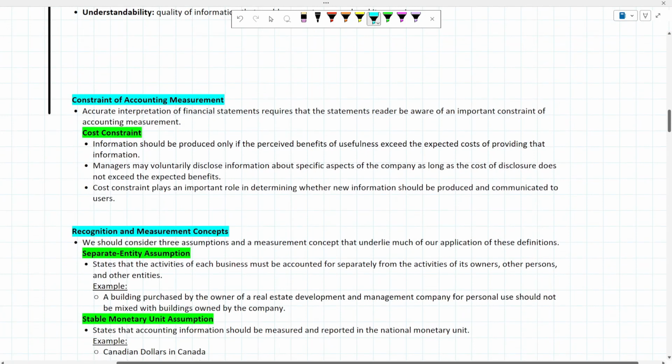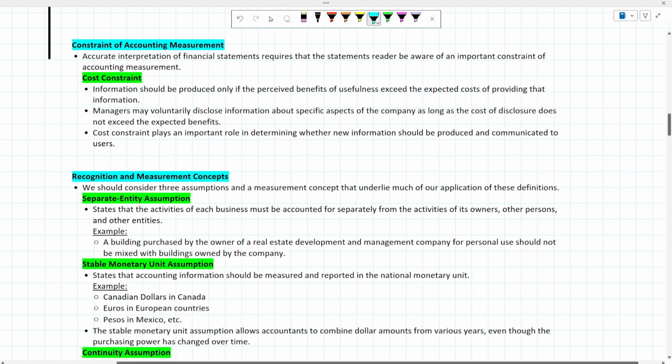So constraint of accounting measurement. Accurate interpretation of financial statements requires that the statement's reader be aware of an important constraint of accounting measurement. We have cost constraint. Information should be produced only if the perceived benefits of usefulness exceed the expected costs. So I'll highlight that. So if the perceived benefits exceed the expected cost of providing that information.